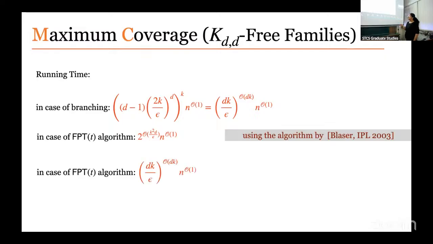But we also designed a kernel, which is just a pre-processing method, right? Once we have that kernel, meaning we pre-process the graph and obtain a smaller, equivalent instance of the same problem, then if you do brute force, this is the running time. So eventually the running time is dk by epsilon order dk.